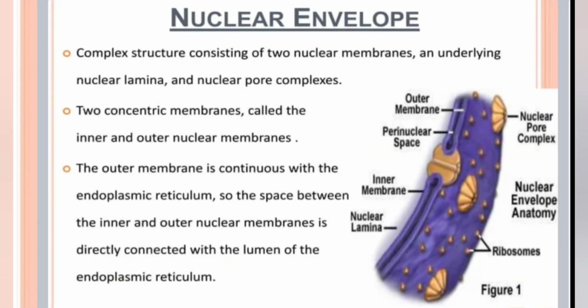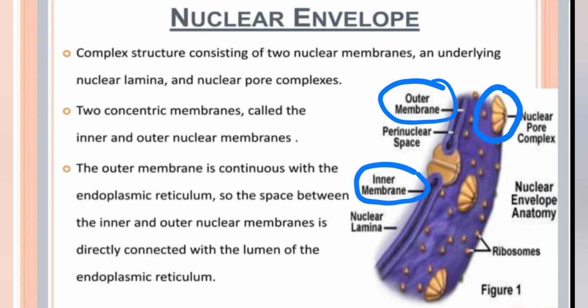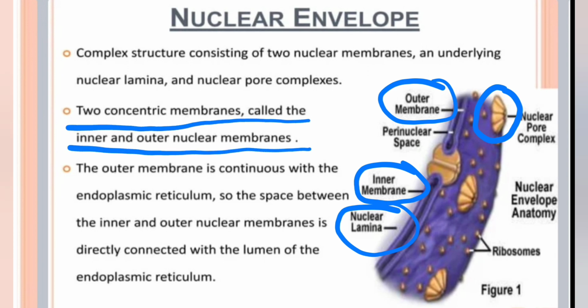Next, the nucleus is also covered with an envelope or a membrane. It has a complex structure consisting of two nuclear membranes and underlying nuclear lamina and nuclear pore complexes. Here you can see the pore complexes, and they have the outer membrane as well as the inner membrane, and in between these there is the nuclear lamina. The two concentric membranes are called the inner and outer nuclear membranes.